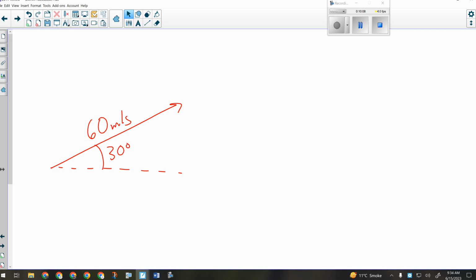Okay, so we have this object projected at a 30-degree angle at 60 meters per second, and I want to know how far? How high? So maximum height and maximum horizontal distance traveled.